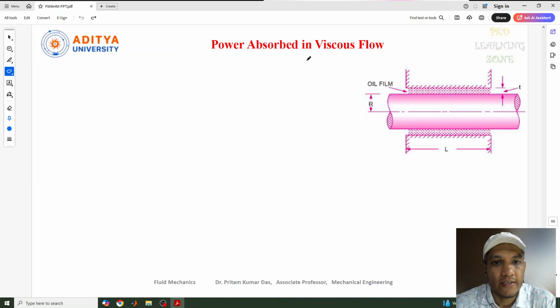In this lecture, we'll discuss a new topic regarding the power absorbed in viscous flow. In viscous flow, power is absorbed due to the resistance to motion caused by the fluid's internal motion. When the fluid is in motion, due to internal friction, power is absorbed, and that happens due to the viscosity of the fluid.